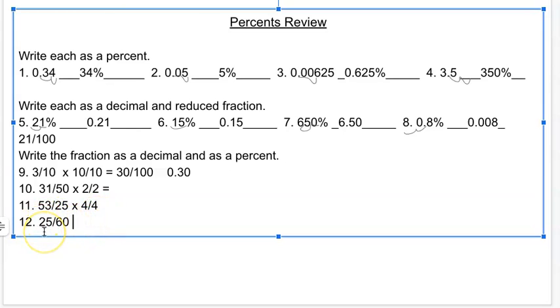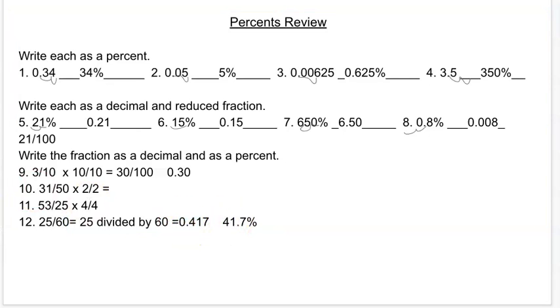And then 25 over 60, that's the last one. You can actually go ahead and plug in 25 divided by 60 on a calculator. And you will get 0.416666 and so on. So we're going to round that to 0.417 as your decimal. And then that would be 41.7%. So anytime you have a fraction, you could always take the top and divide by the bottom to get your decimal, and then just move over the decimal 2 places, right, from here, and write your percent. So that's how you solve this first section.